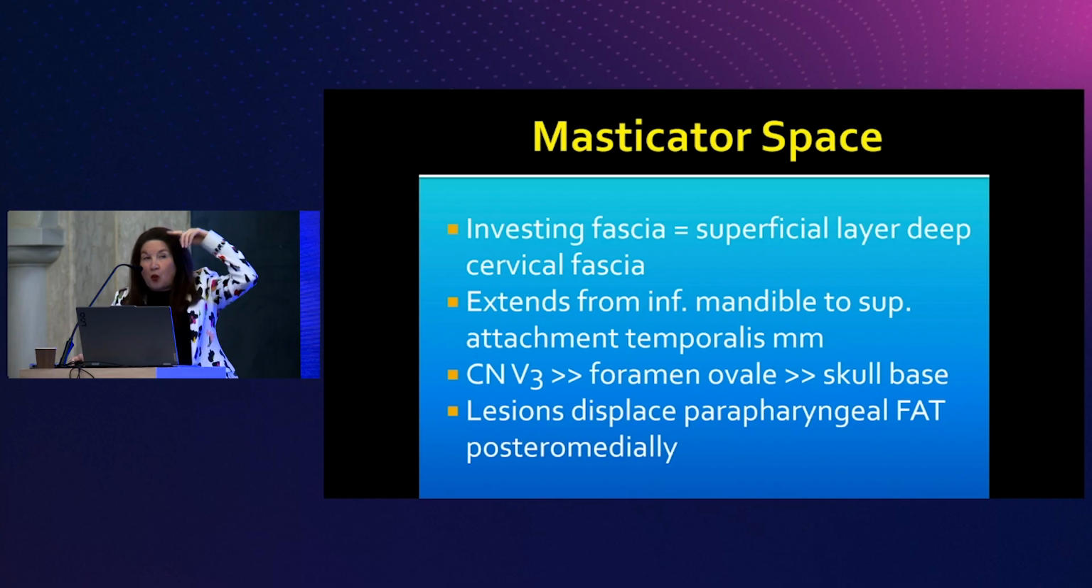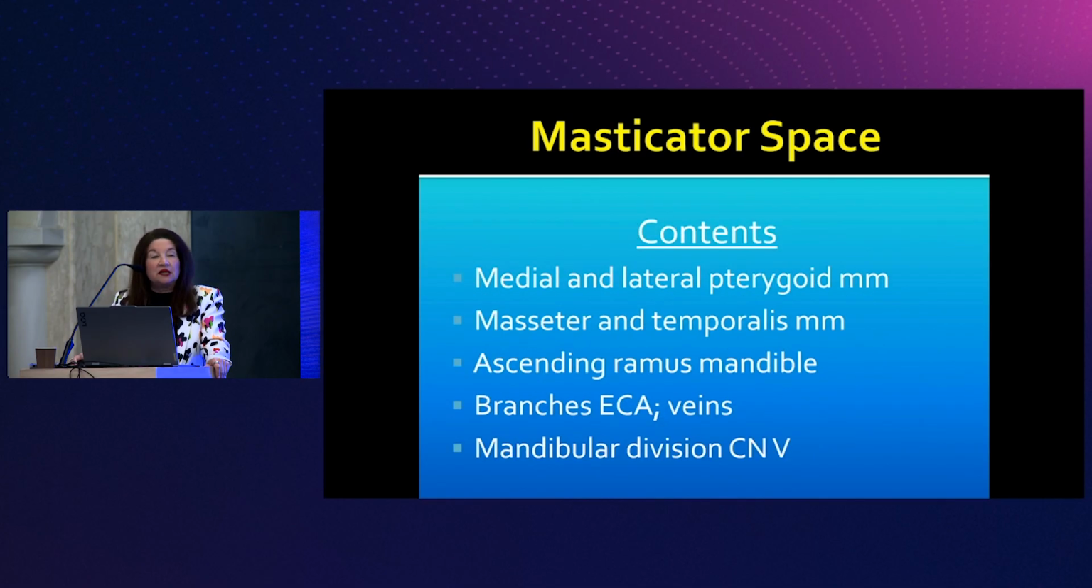So it's extremely important to think about masticator space lesions, even those that sit over your temple and in the temporal fossa. It has cranial nerve 3, and remember, this is a conduit to get from foramen ovale to the skull base and the intracranial compartment, so always take a look at those skull base foramina. And these lesions tend to displace the prestyloid parapharyngeal fat posteriorly and medially.